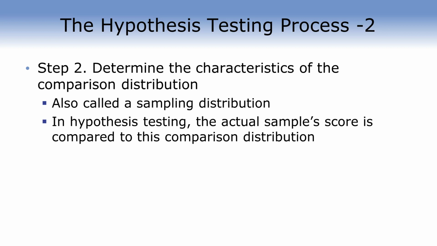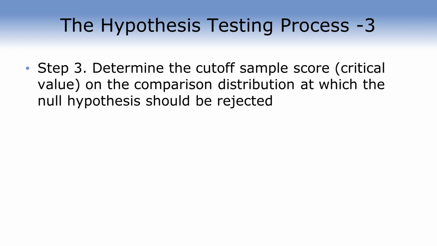For right now, I'm going to be giving you the information for step 2. As we move through the course, we'll be calculating the information for step 2. Step 3 is we have to determine the cutoff at which we are going to reject the null hypothesis. What is the point at which our data becomes so unlikely that it can't be due to random chance alone?